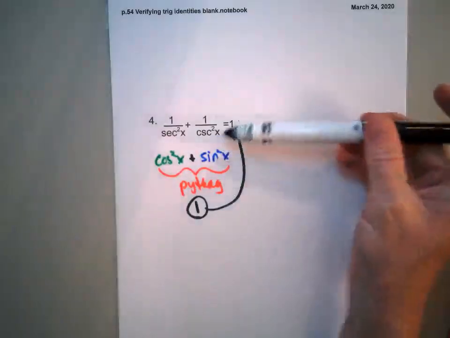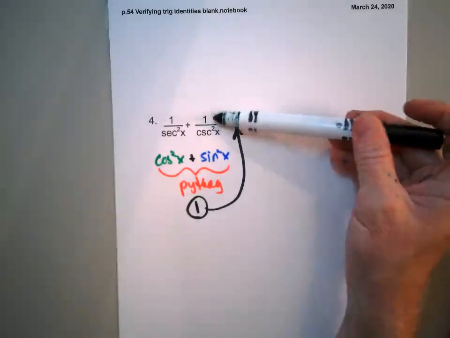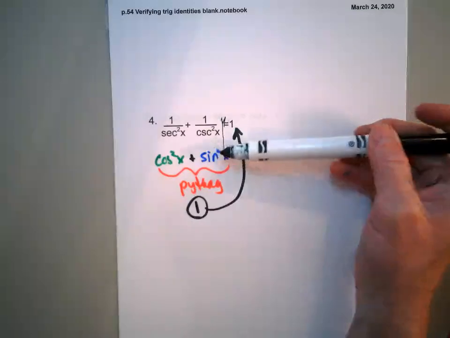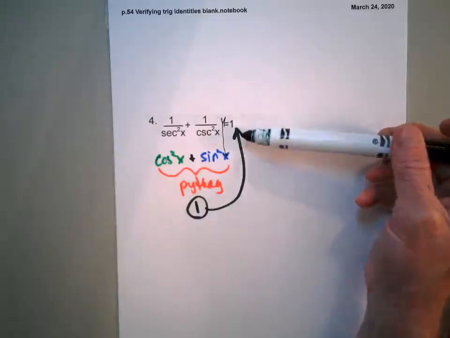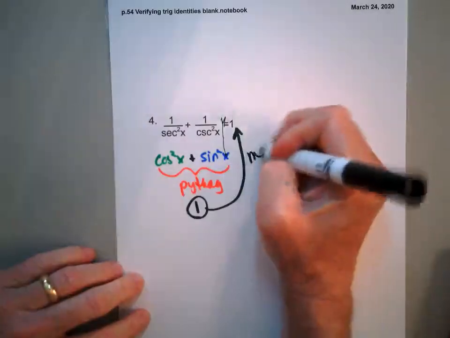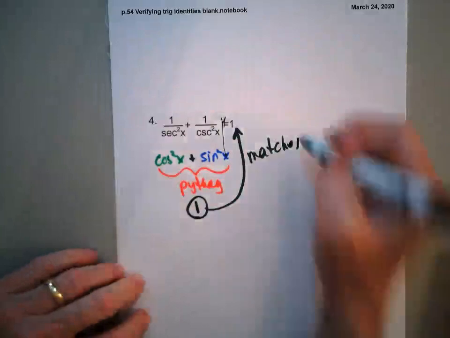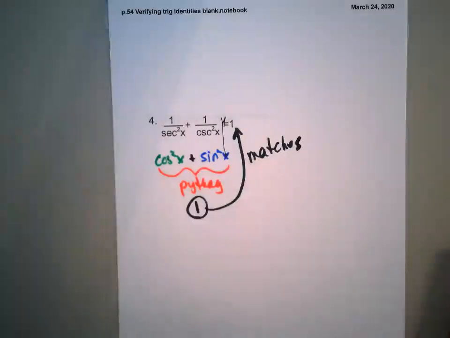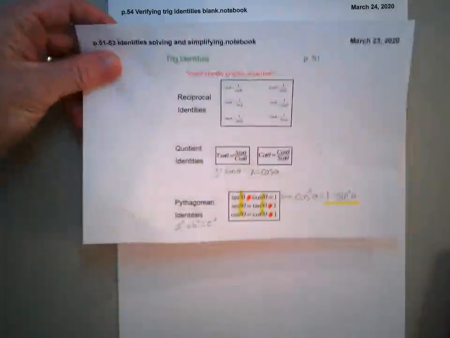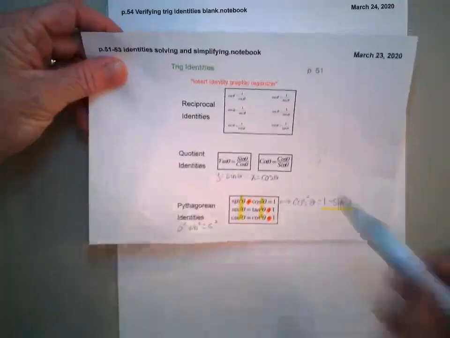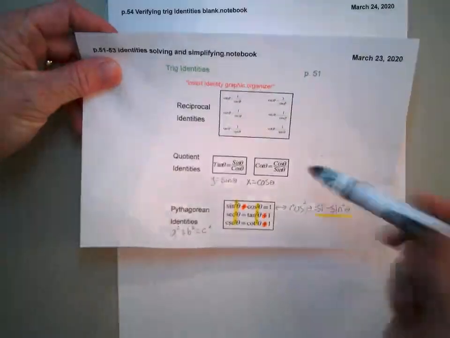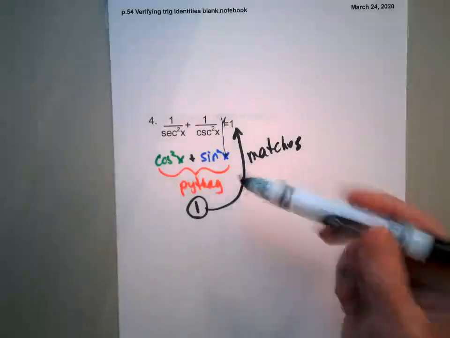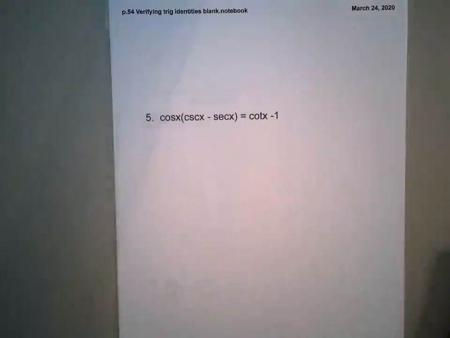So we used reciprocal identities to get it down to here, and then it turned into a Pythagorean identity, which was a 1, which equals 1, which matches what we were trying to do. Okay, again, everything you need is on this identity sheet from yesterday. 1, 2, 3, 4, 5, 6, 7, 8, 9, 10, 11 identities. And the more you understand this, the quicker and easier these will be. All right, I got 3 more.